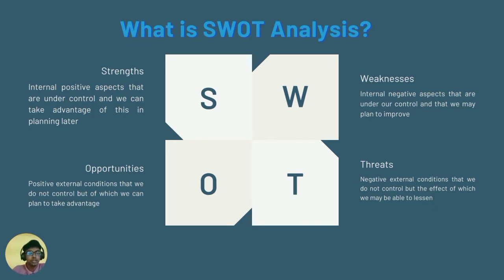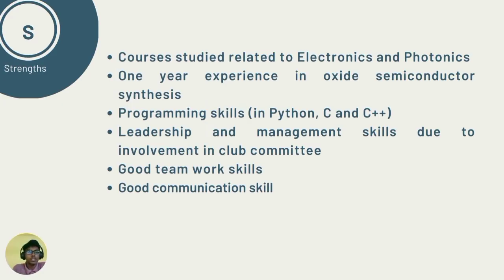So let's look into my career plan and how SWOT analysis is applied in it. Let's look into the first aspect, which is strengths. My first strength is that I studied courses related to electronics and photonics. Since I'm taking engineering physics as my major, I get to study electronics and photonics materials. And when I go into the electronics industries out there, they could take me in because of my degree, because I studied these components, about how they work and how to synthesize them and so on.